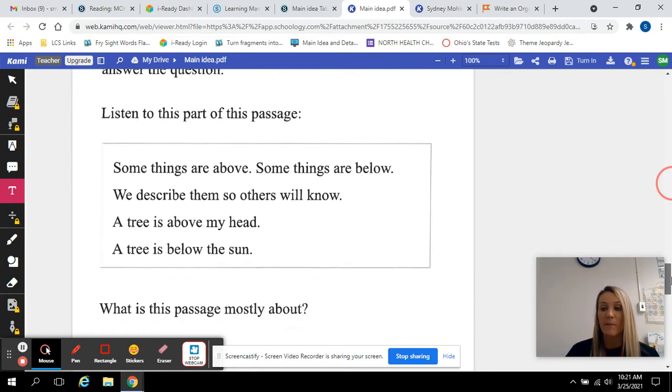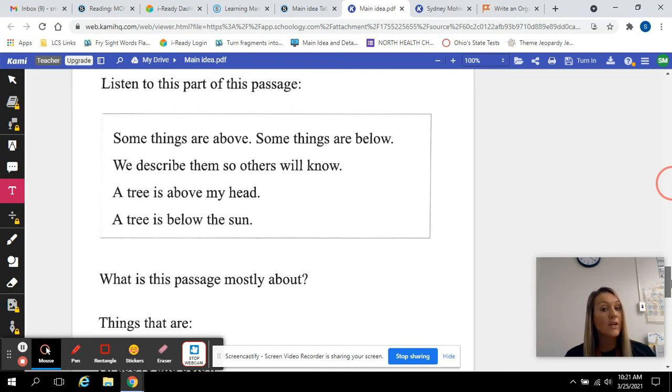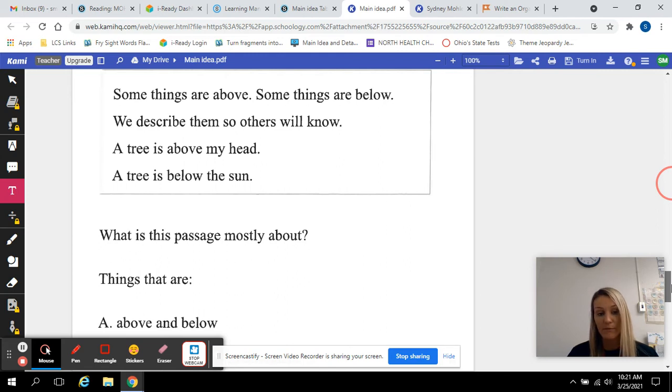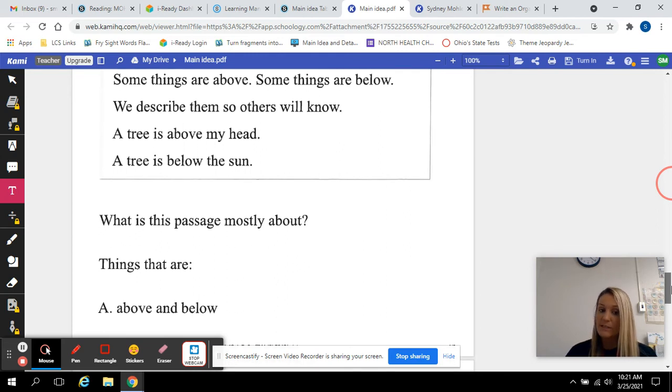Listen to this part of the passage. Some things are above, some things are below. We describe them so others will know. A tree is above my head, a tree is below the sun.